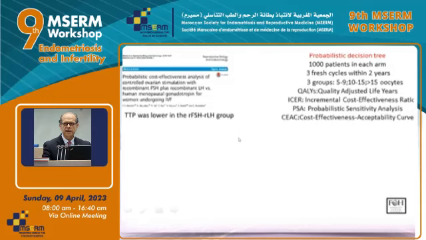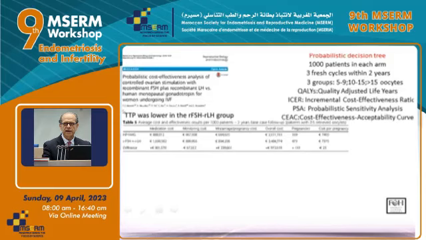And lately, a probabilistic decision tree has been published to look at the efficiency of the treatment, comparing HMG and recombinant FSH and LH. What they found in this probabilistic decision tree, when 1,000 patients entered and had 3 fresh cycles within 2 years, divided into different responders, so poor responders, normal responders, hyper responders, was that the time to pregnancy was lower in the FSH-LH group compared to the HMG group.